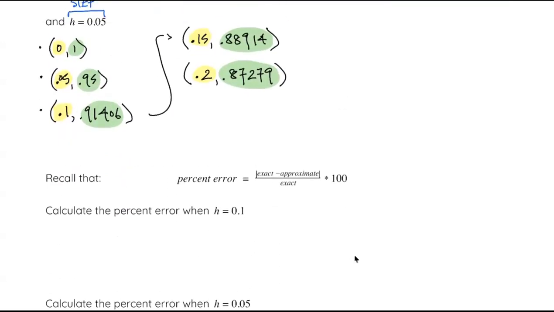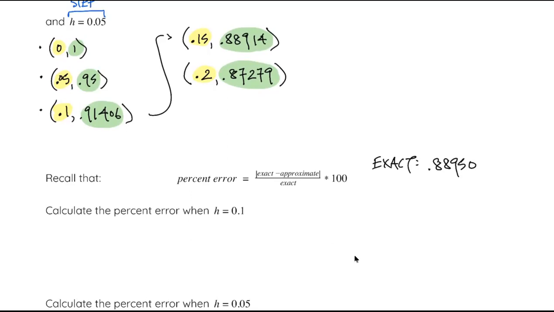All right, so I'm going to write down the exact value that I got from before. My exact value was, what was it? That 0.88950. Okay, so that is my exact value.